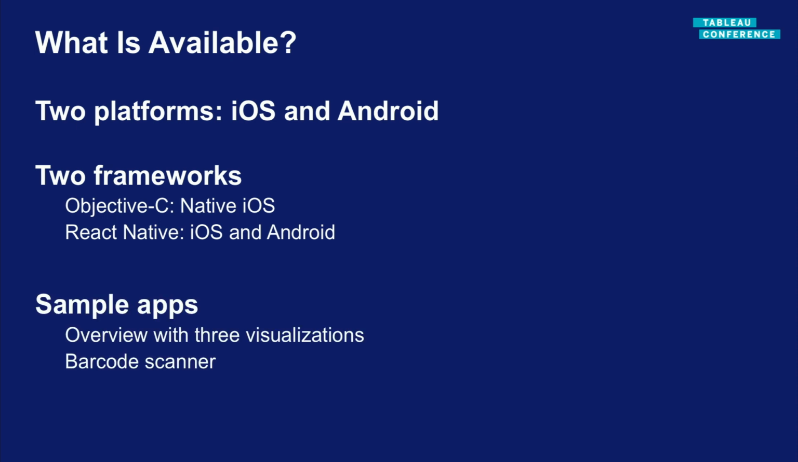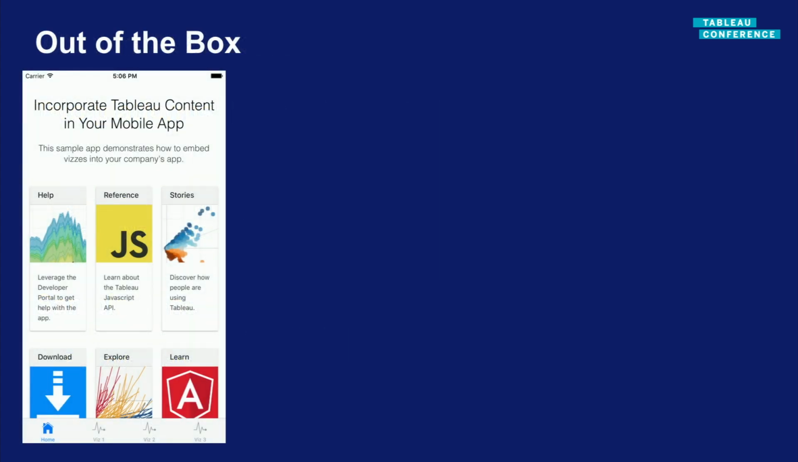The sample apps are meant to be super straightforward, super simple. They're just an overview with 3 different visualizations, and there's an example barcode scanner too. So out of the box, it looks something like this. We have 4 tabs along the bottom.